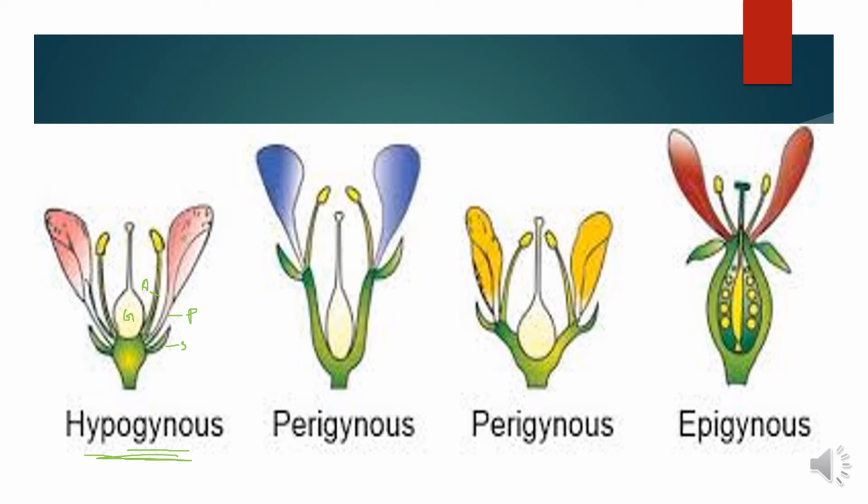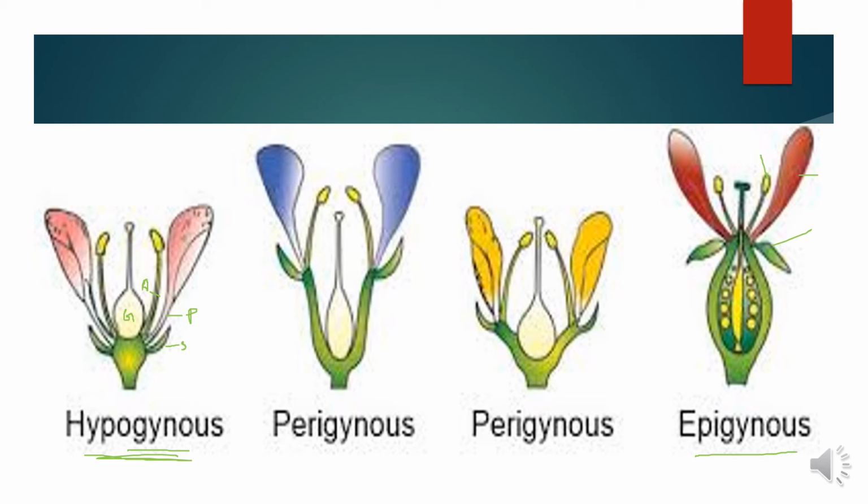When it occurs at a lower position to the rest of the whorls, that is the sepals, petals, and the androecium, and all the three other whorls are occurring above the ovary, then it is called epigynous or inferior ovary.